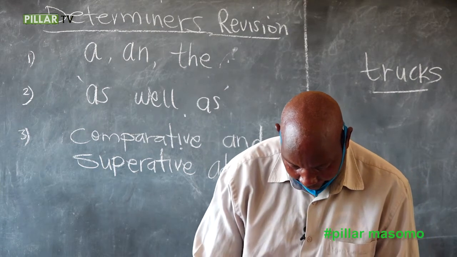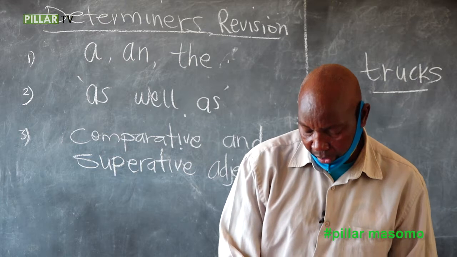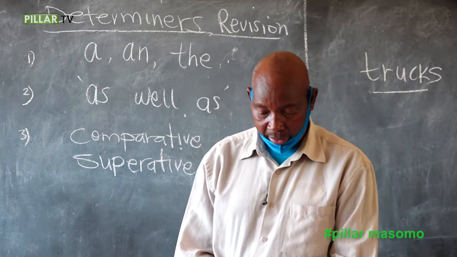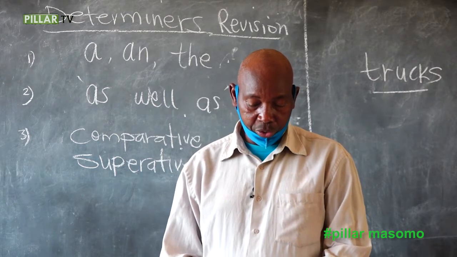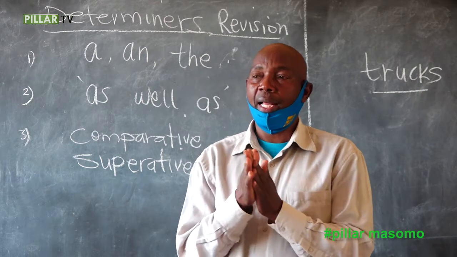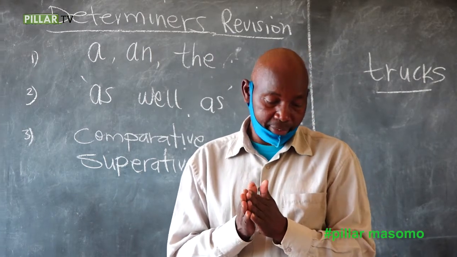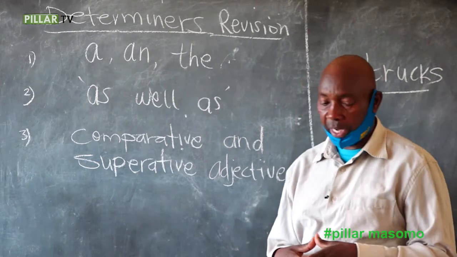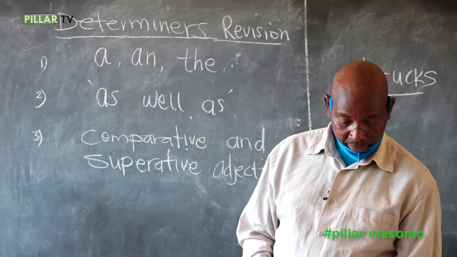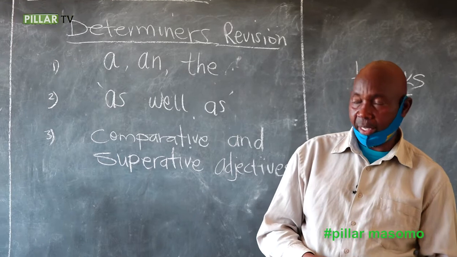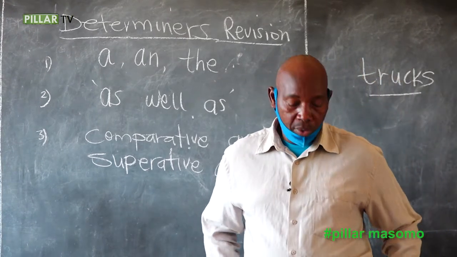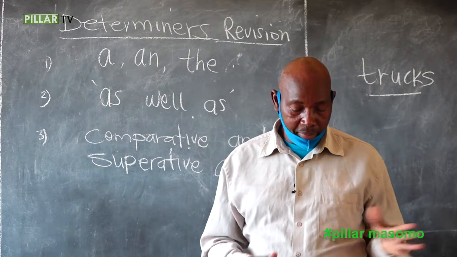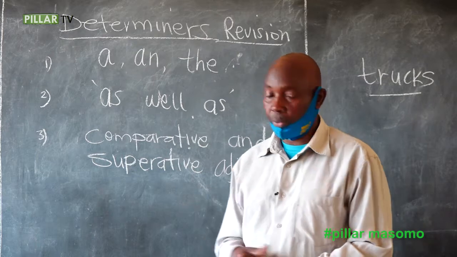After that, I believe now that we have constructed sentences using the determiners a, an, and the. That is very good. We have also used as well as to join sentences. Now, our last part is about comparative and superlative adjectives. This is where we are going to look at some of the sentences here and see how the comparative and superlative adjectives look like. We have done them in the past, but today it's just a revision.